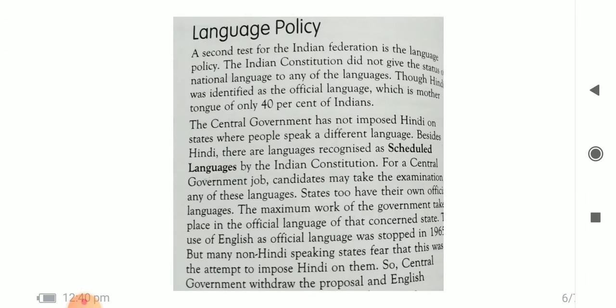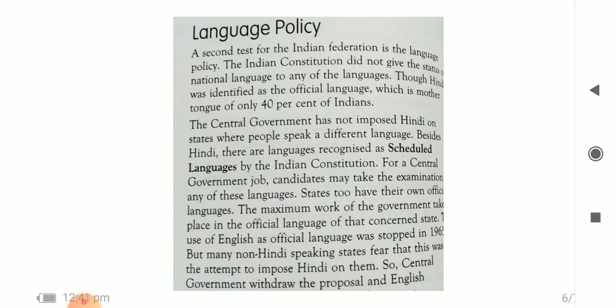And number 2 is language policy. A second test for the Indian Federation is language policy. Our Constitution did not give the status of national language to any one language. Hindi was identified as the official language, but Hindi is the mother tongue of only 40% of Indians. Therefore, there were many safeguards to protect other languages.